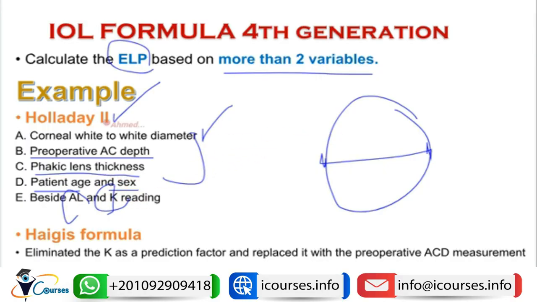So these are the features of the Holladay 2. It doesn't only take two variables, but also other variables in order to formulate a power calculation formula for the intraocular lens.